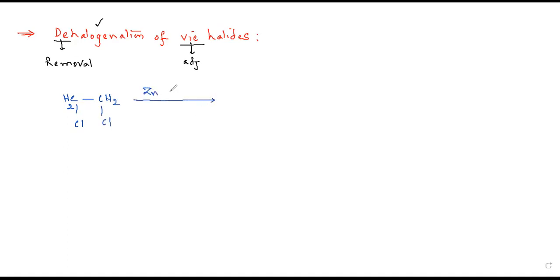Now, in general, the reagent used for dehalogenation is a zinc dust in alcohol. You can also use magnesium, but most frequently we go with the zinc dust in ethanol or an alcohol. See here, the product formed is CH2 double bond CH2. Zn goes along with the 2 chlorines. Let me give you the mechanism that makes it very clear.